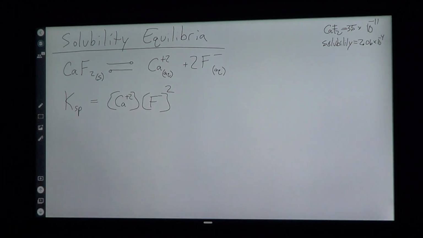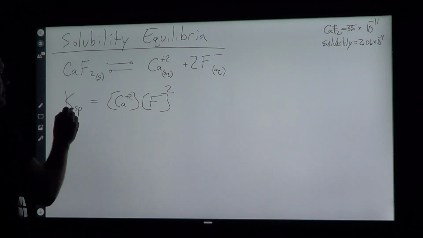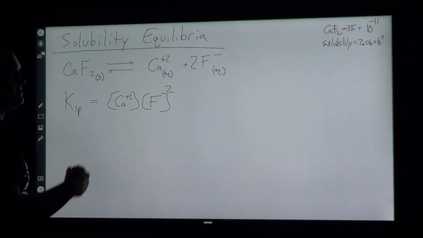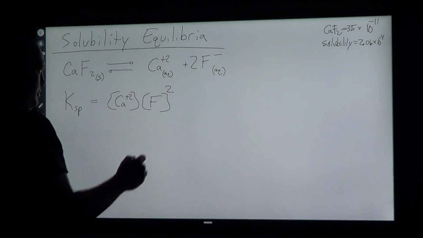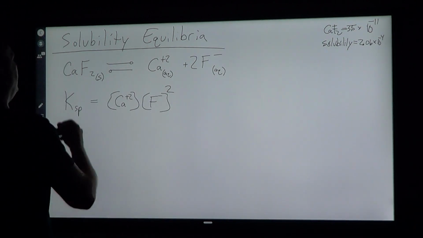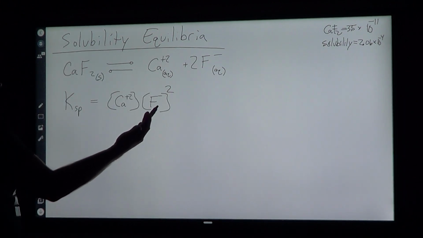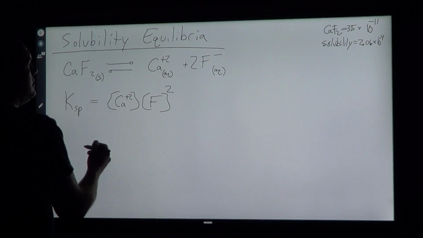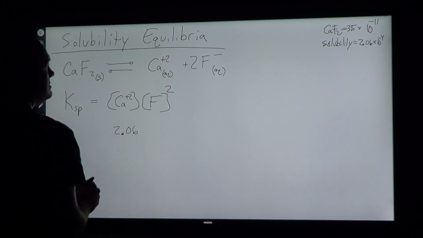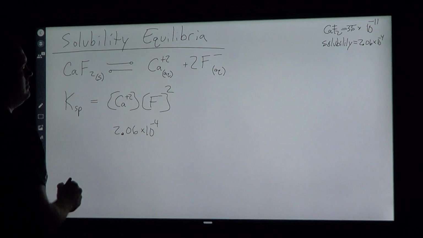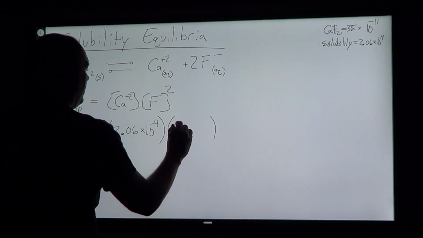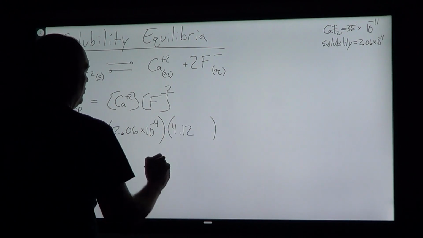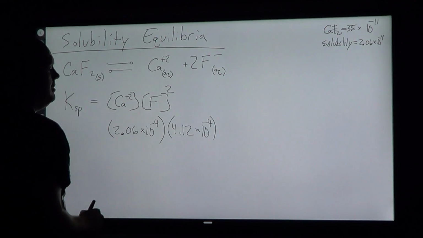So it's the same K value that you would do for any other equation. We just call it SP instead of EQ because this is a solubility product. So we're multiplying the ions that are in solution. Once you get this formula set up, you can figure out from this point, no matter how much calcium fluoride you add, you're going to end up getting 2.06 times 10 to the minus 4 calcium in the water, and you will always end up getting 4.12 times 10 to the minus 4 fluoride.